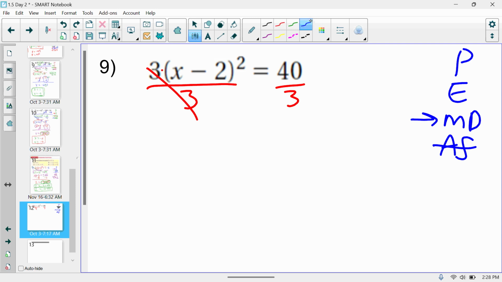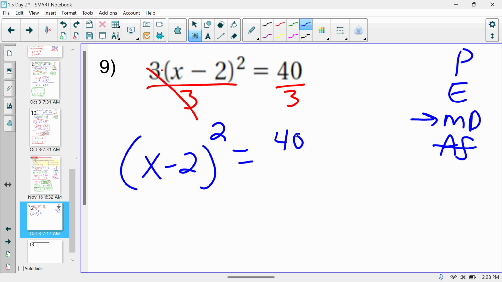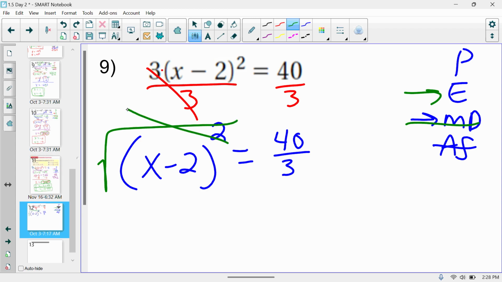Go to your calculator and type in 40 divided by 3 and see what happens. It's a gross decimal. I want you to math frac it. In other words, leave it as 40 over 3. Okay? We're done with this. Next step is exponents. So we're trying to get rid of the exponent. So we're going to do the opposite. We're going to take the square root.